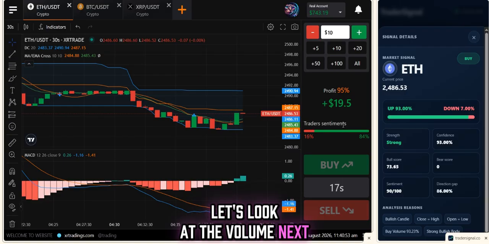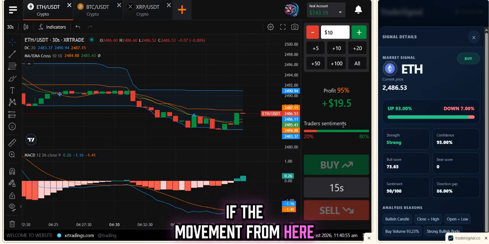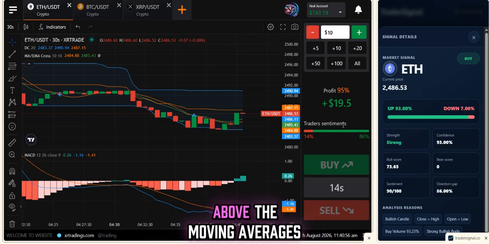Let's look at the volume next. Towards the end, there's increased volume along with the price recovery. If the movement from here on is supported by volume and the price can stay above the moving averages, the short-term picture will become stronger.